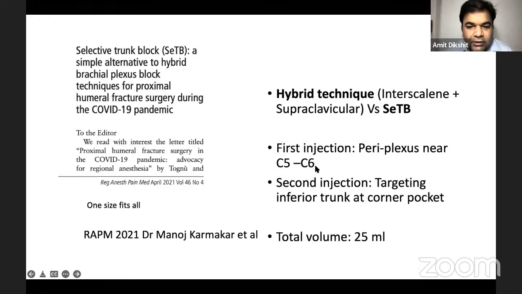In my day-to-day practice, I use this strategy very often. Around C5 and C6, I tend to deposit around 5 or 6 ml of local anesthetic. The second injection is usually near the corner pocket, and the total volume is around 25 ml. This combination strategy, along with a supraclavicular or a superficial cervical plexus block and intercostobrachial block, will help achieve surgical anesthesia for shoulder surgeries.